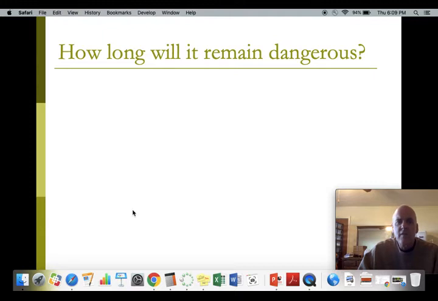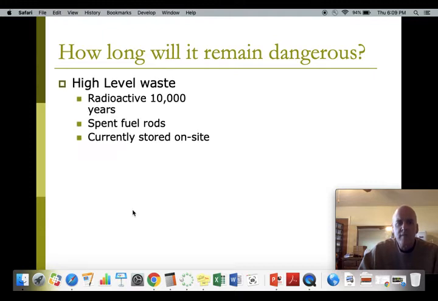So how long will this stuff remain dangerous? High-level waste is radioactive for around 10,000 years, or tens of thousands of years. These are spent fuel rods, things like that, currently stored on site at the nuclear power plants. So nuclear power plants around the country, and you saw the map, all have radioactive waste stored on site that is dangerous for 10,000 years.